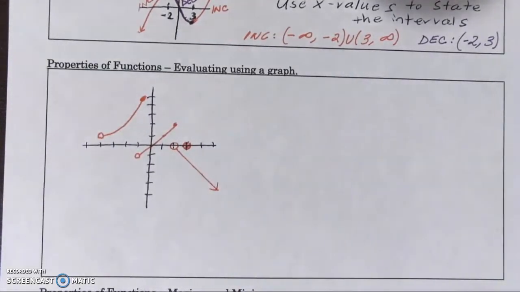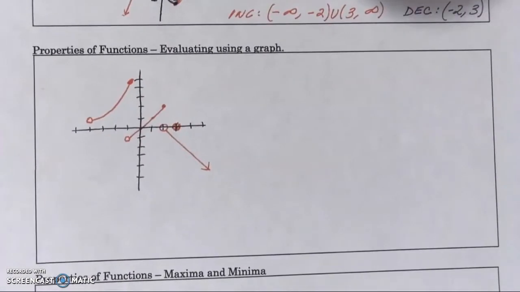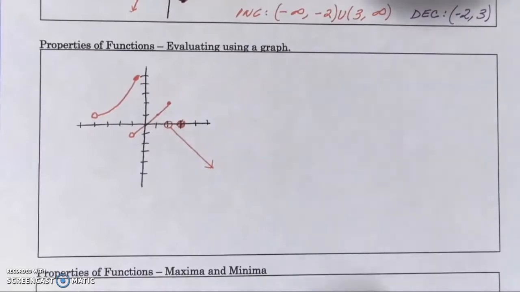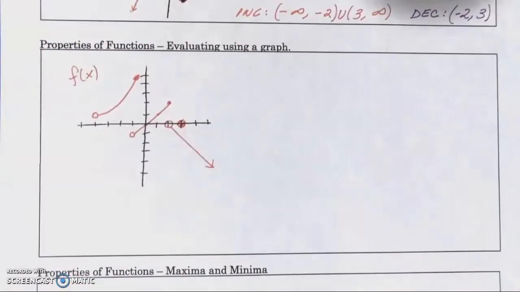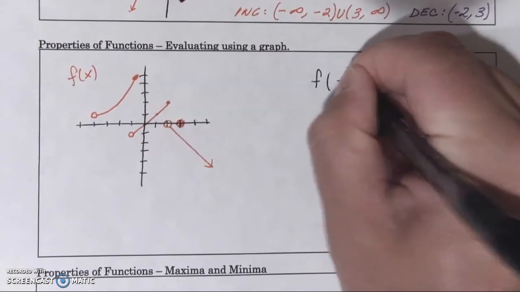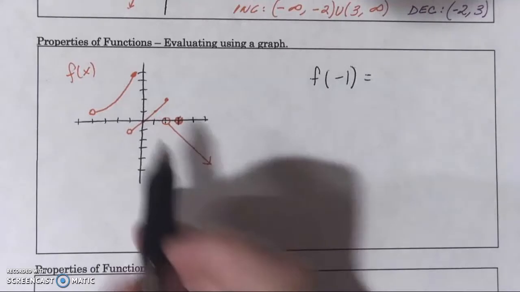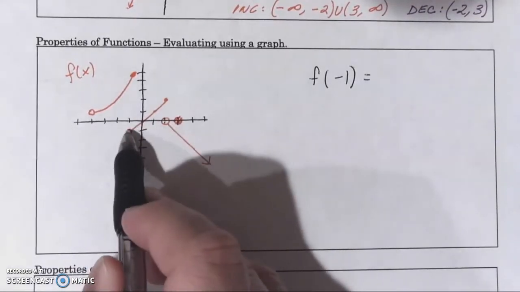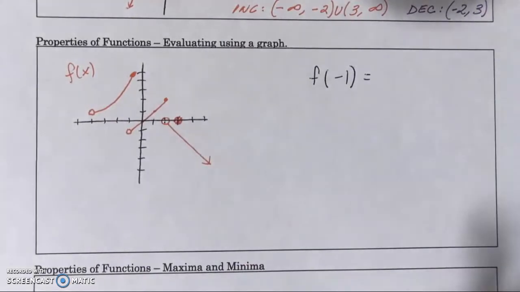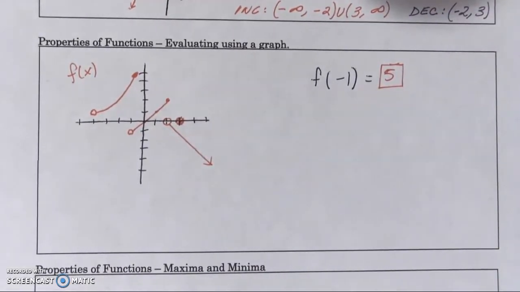All right, if that was our piecewise function here, we could just ask you similar questions to what we did in section 2.1. We could say if this is f of x, let's find f of negative 1. We take a look at negative 1, the x value. We have an open circle here. We don't want that one. We have a closed circle up here at 5. The answer to f of negative 1 would equal 5.